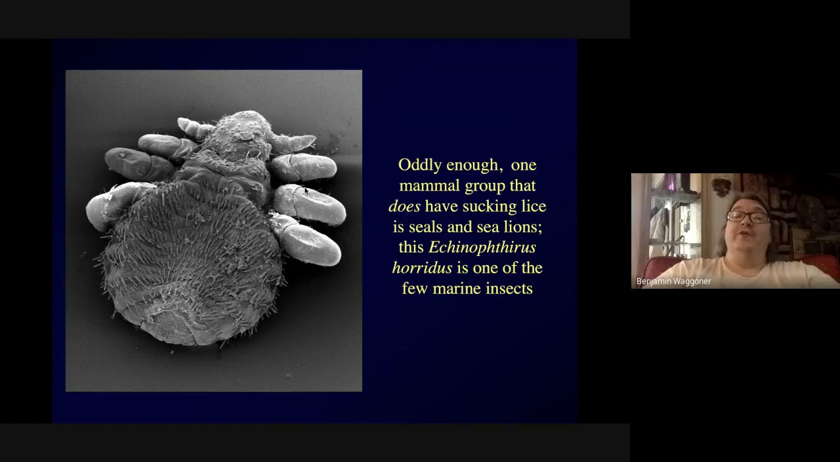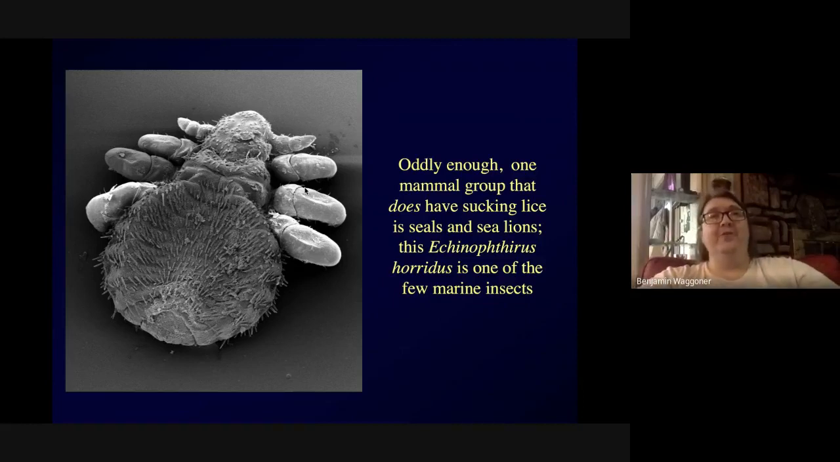There are others that seemingly make a living that are much more exposed to the cold, salt water, and I'm not quite sure how they do that. But I did come across this Echinophthirius horridus, a louse parasite of seals, and one of surprisingly few marine insects. There's a couple of marine water striders that'll skate over the surface of the water, and those are insects.